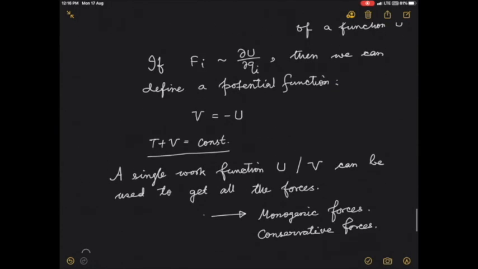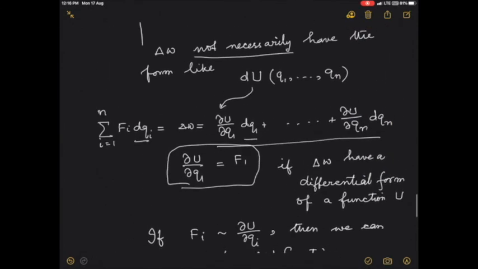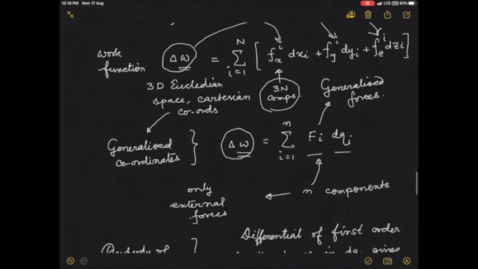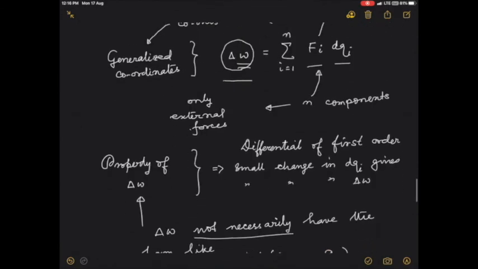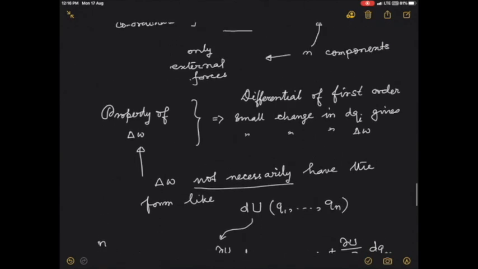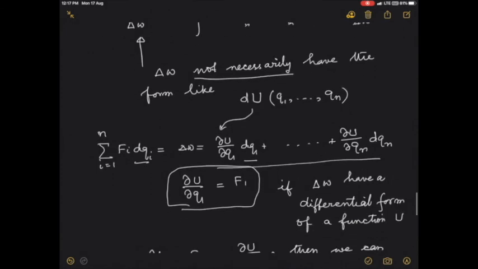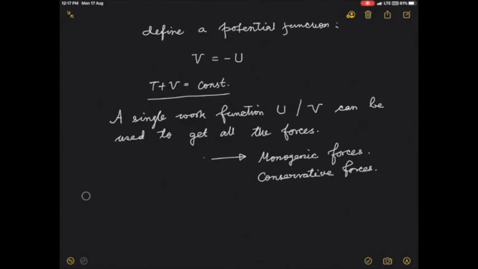Okay. On the other hand, remember, what is the work function? Remember we defined this infinitesimal work done, or work function, delta W. But it is not necessary that delta W will always be written in terms of dU. But if it can be done, then I have monogenic forces, conservative forces, and from that single function U, I can generate all those forces. Okay, all those generalized forces, if you wish.